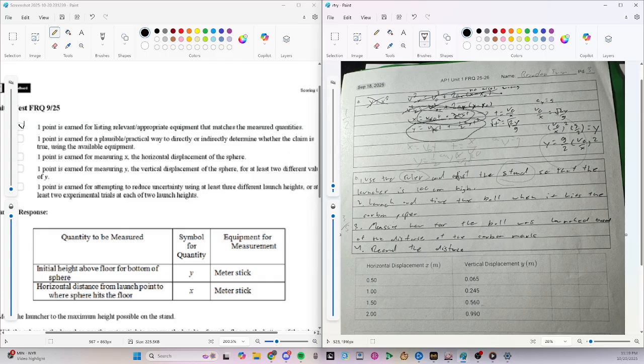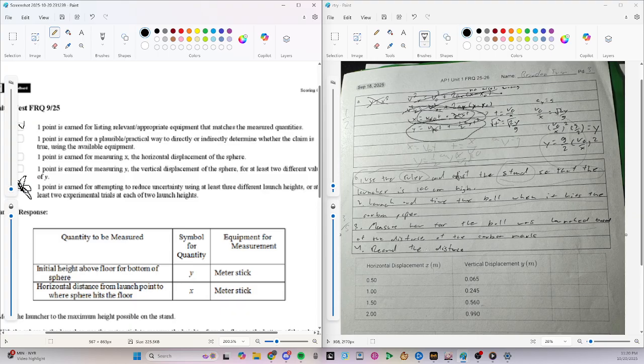Then, for a plausible practical way, as you can see, I put right here: launch and time the ball when it hits the carbon paper, and then measure the distance. Here, measuring the x, which is how far the ball was launched, based on the distance of the carbon mark. And then the y, use the ruler and adjust. But I didn't do this last part.